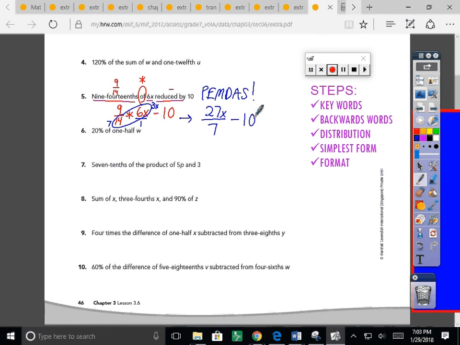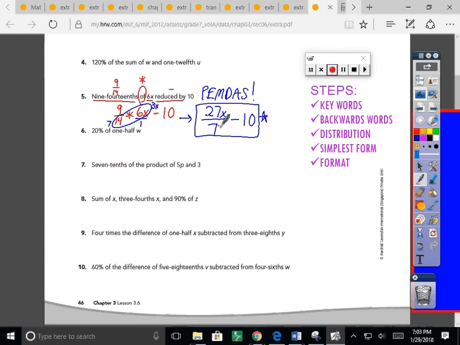Well, let's consider a couple more things. Is there more simplifying to be done? Any like terms? Any other way of writing this? Not so much. What about format? ABC order, variables before constants? Yes, this is okay. In fact, this is a final answer.